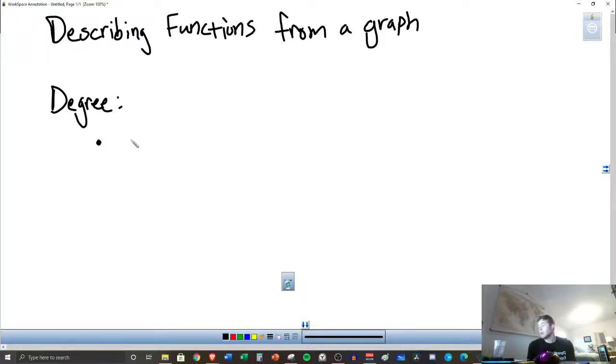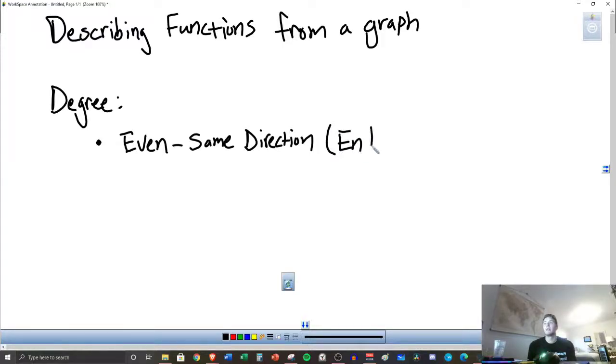So the degree, if it's even, the graph, the lines on the extremes, or the furthest ends of the graph, are going to be going in the same direction. And that's what we'd call our end behavior. Then it also could be odd, and what we're looking for from the graph is opposite directions on the end behavior.